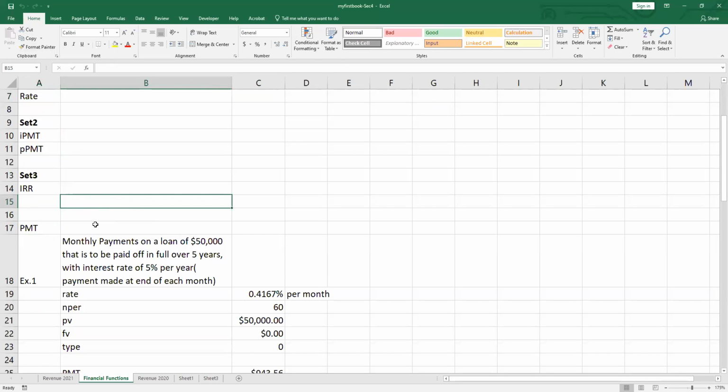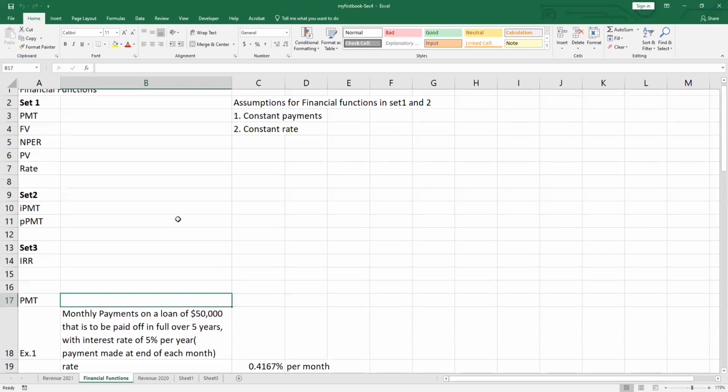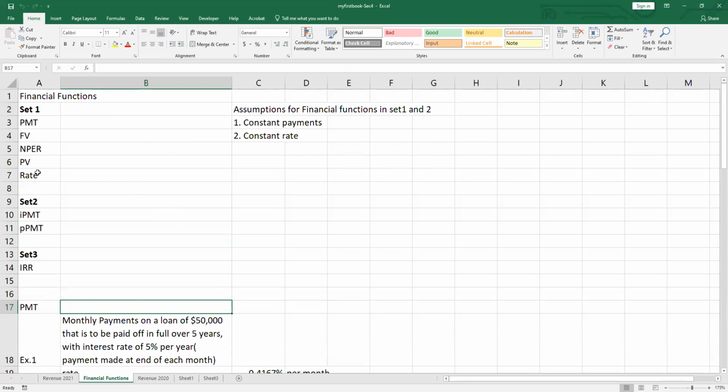The PMT function, or the payment function, is one of the financial functions that we have to know. For these functions, both set one and set two, we need to have two assumptions before we can use them. The first one is that when there is a payment, the payment must be constant. That means the payment must be done equally, the same amount every time, for the whole contractual period.